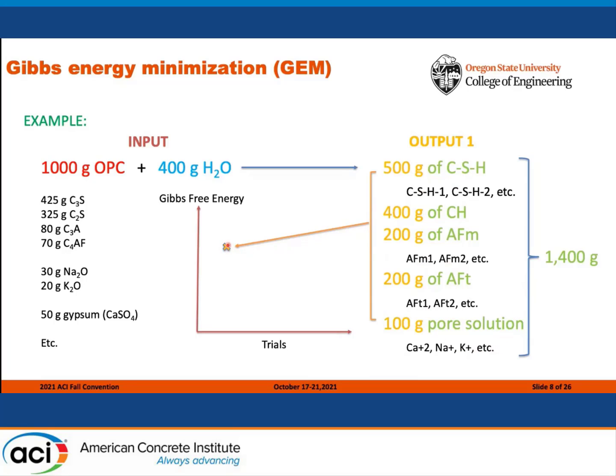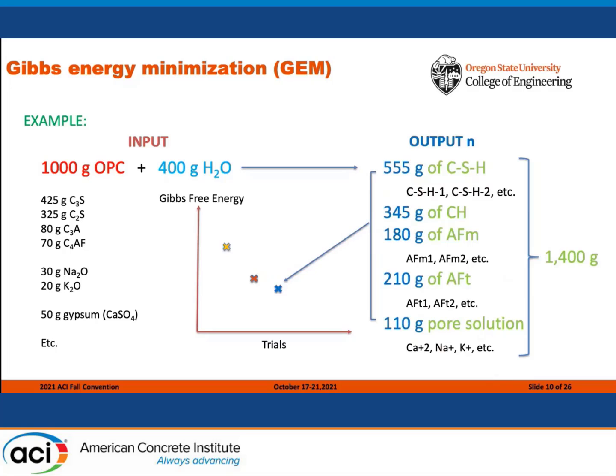And let's say that calculated Gibbs free energy is this point. Now, if we guess another set of quantities for each of these phases and for the solution chemistry, we could theoretically get a smaller Gibbs free energy, and we know from the laws of thermodynamics that the smaller free energy is going to be the favored system. So this output 2 will be more favored over the output 1 that I showed you before.